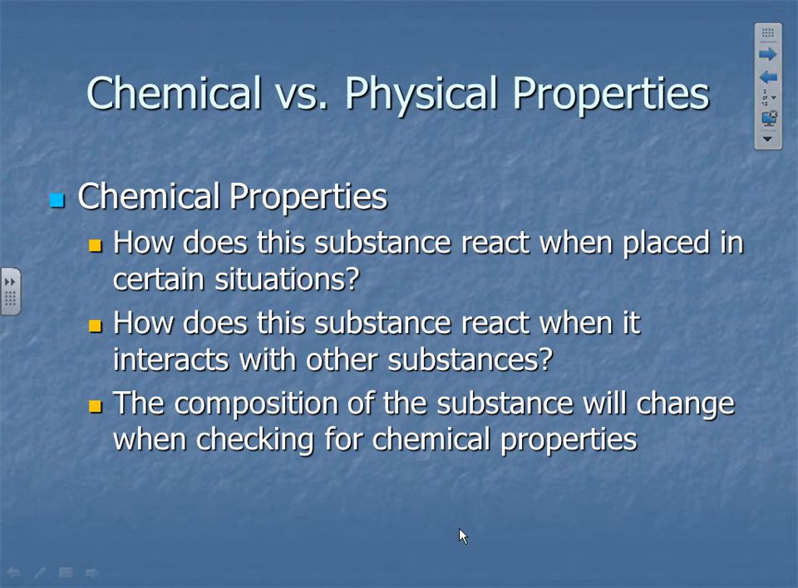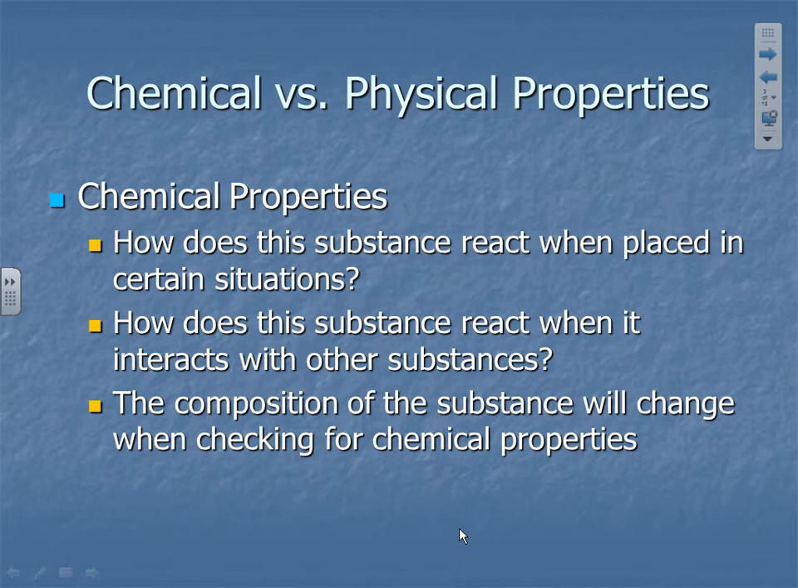The one thing that we look for, I don't know if we look for it, but it's sort of a consequence of checking a chemical property, is that when you look for the chemical properties, it is required that the substance changes over the course of checking that chemical property. Because chemical properties deal with how it interacts with other substances. So you're going to make a new substance. You're going to change the chemical composition.